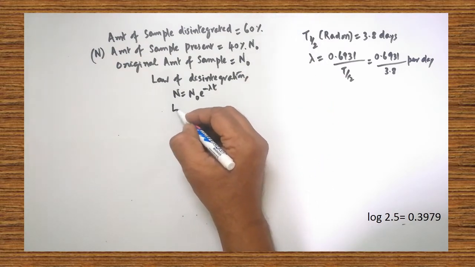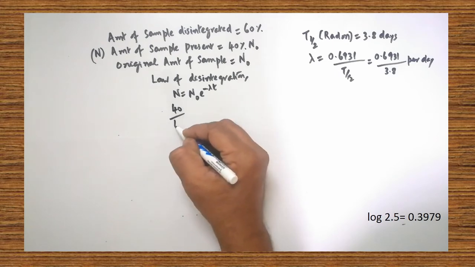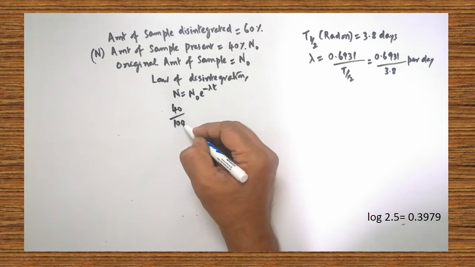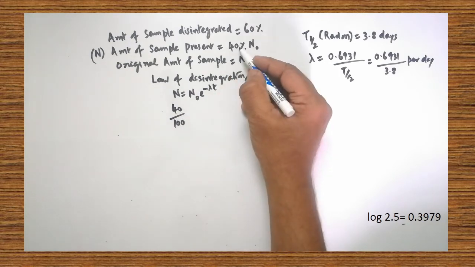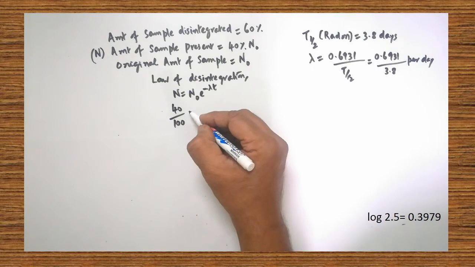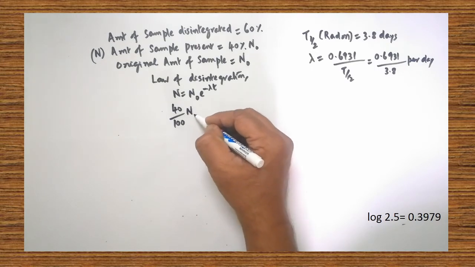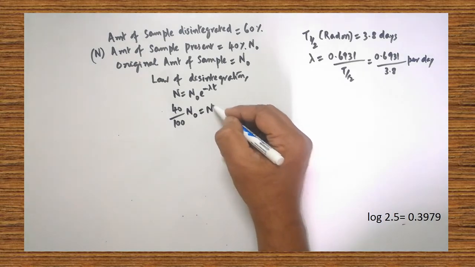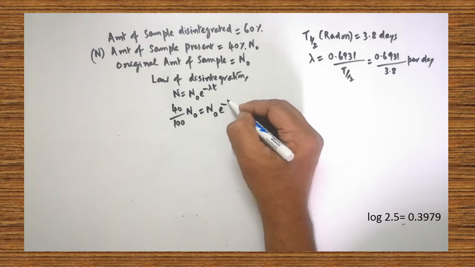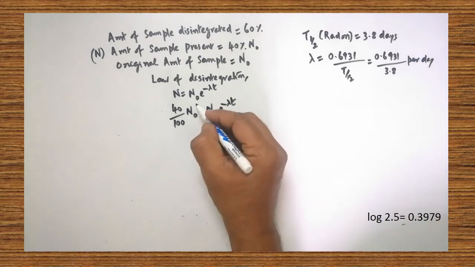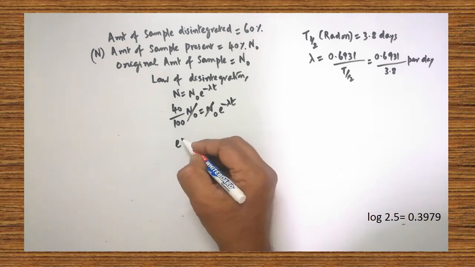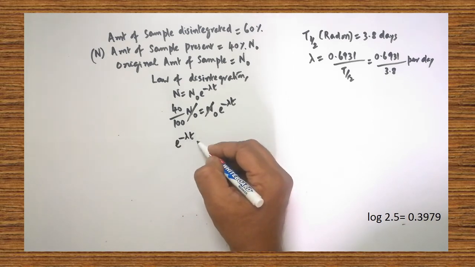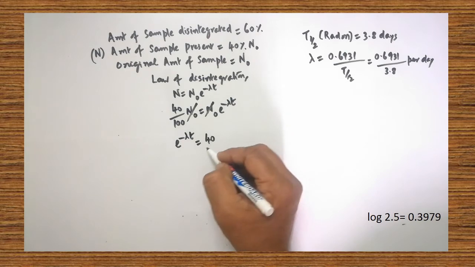40%, that is 40 divided by 100, totally 100 to be taken. 40 divided by 100 into N naught is equal to N naught e power of minus lambda t. Now N naught can be cancelled. So what is the remaining factor? e power of minus lambda t is equal to 40 divided by 100.